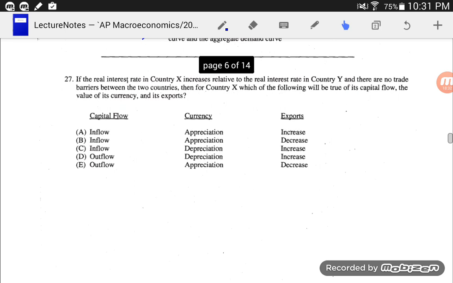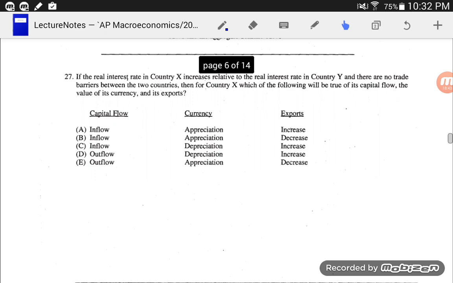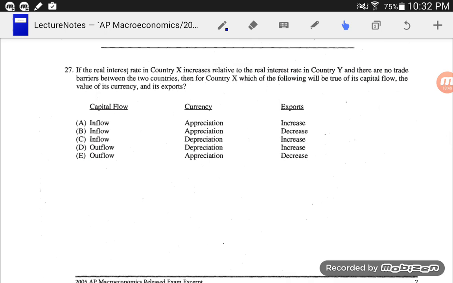Ooh, 27. If the real interest rates in country X increase relative to the real interest rates in country Y, and there are no trade barriers between the two countries, then for country X, which of the following will be true of its capital flow, the value of its currency, and its exports?